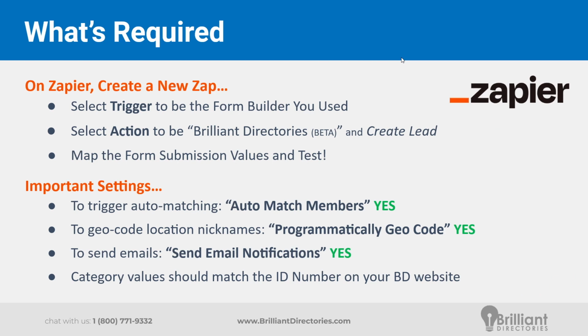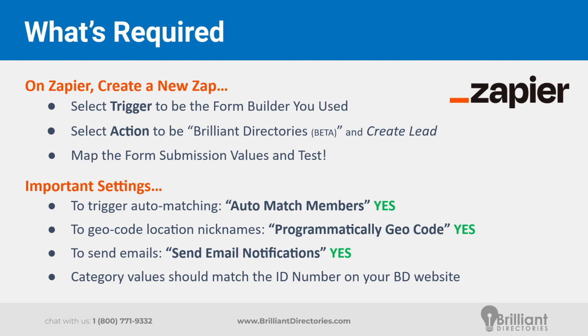Next, what's required on Zapier? So like we've shown in the past, you're just going to create a new Zap. The trigger will be whatever form builder you're going to be using. So in this case, the trigger was a new form submission from Zoho Forms. And then the action will be to select Brilliant Directories and to create lead. After that, you'll just map the form submission values within the Zap, test it out, make sure everything's working, and that's pretty much it.